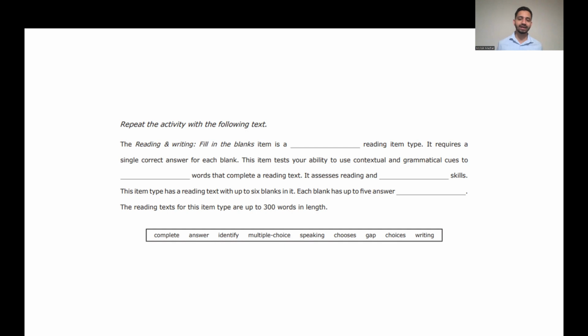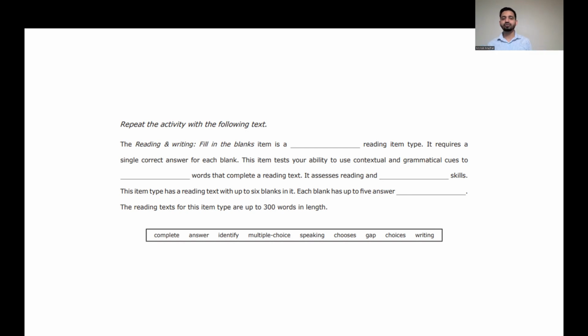It assesses reading and what? You can see at the start, it starts with reading and writing. So it's checking your reading and writing skills, isn't it? That's easy. This item type has a reading text with up to 6 blanks in it. Each blank has up to 5 answer choices, isn't it? You've got choices. Again, you're talking about multiple choice. The reading text for this item type is up to 300 words in length. So you can see that the text is going to be a little bit longer.